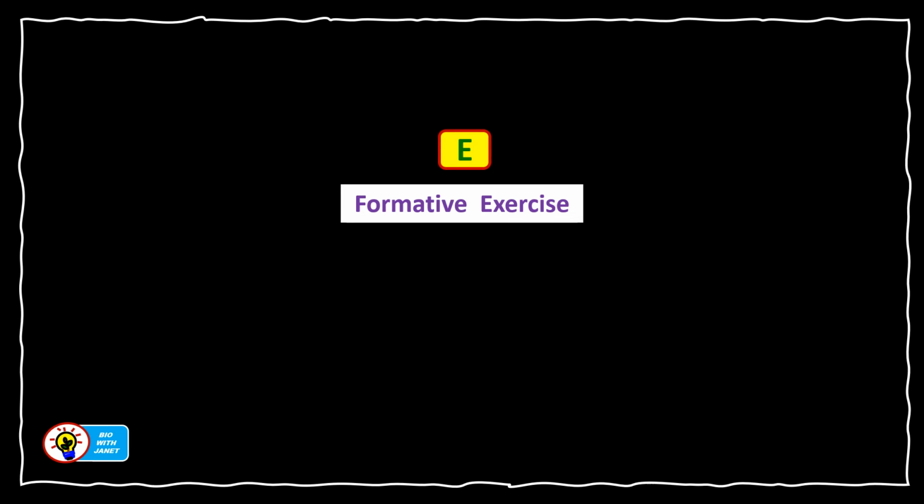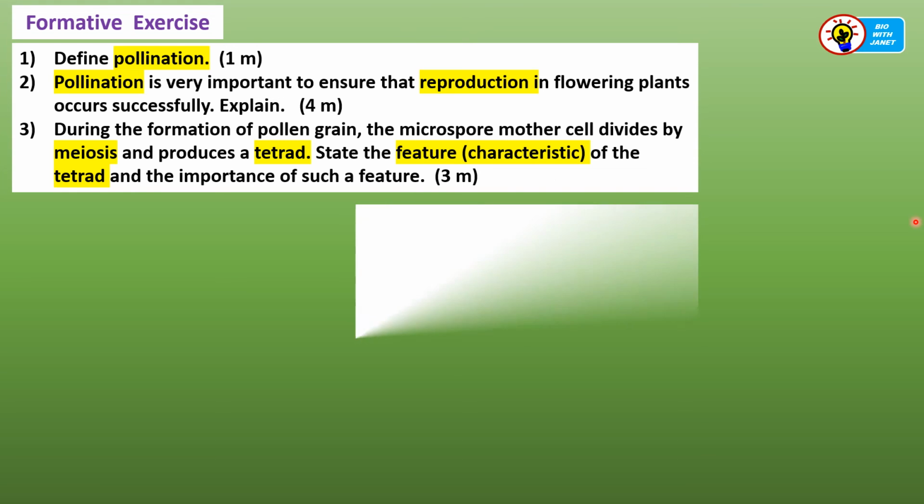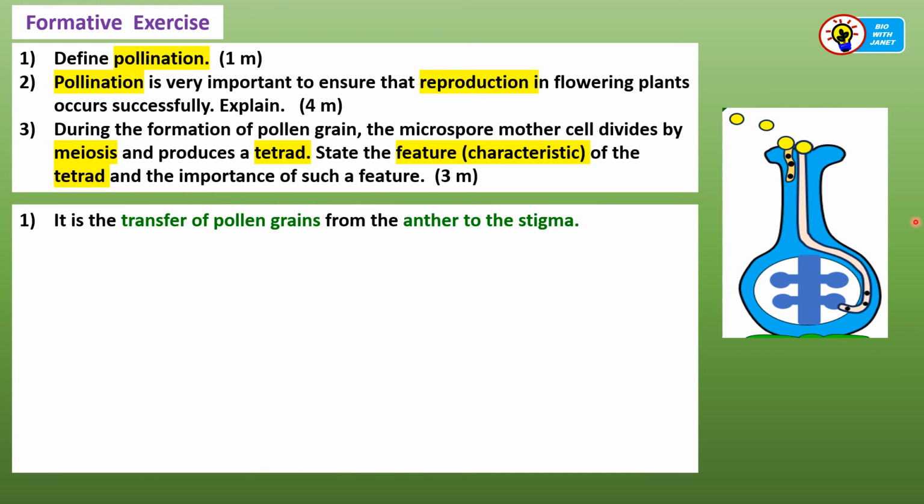Now, the formative exercise is the last part. So let's look at some questions in this formative exercise that are similar to those in your textbook. Now let's look at question 1. Define pollination. 1 mark. So pollination is the transfer of pollen grains from the anther to the stigma, right? Transfer of pollen grains from anther to stigma here.